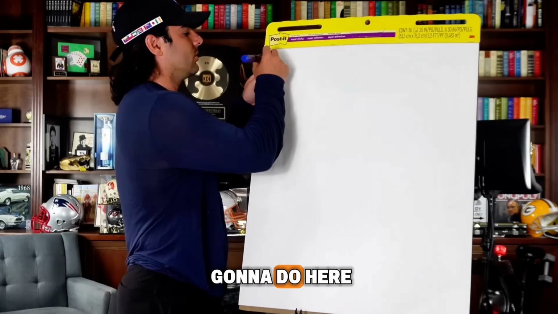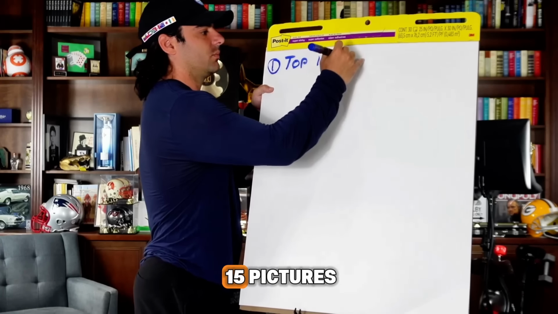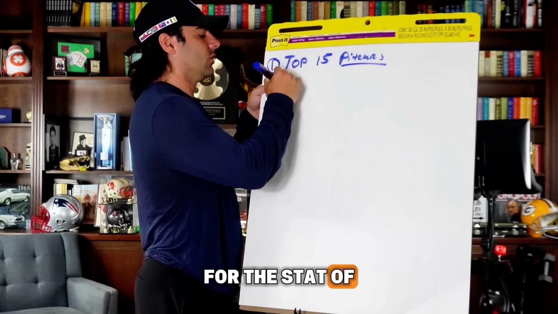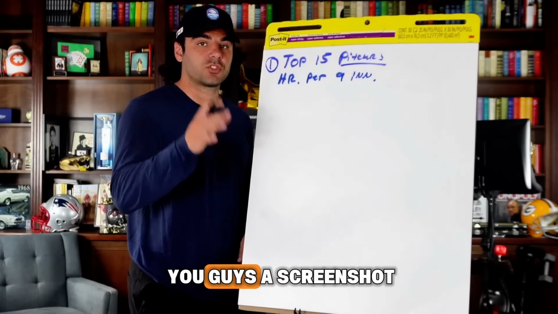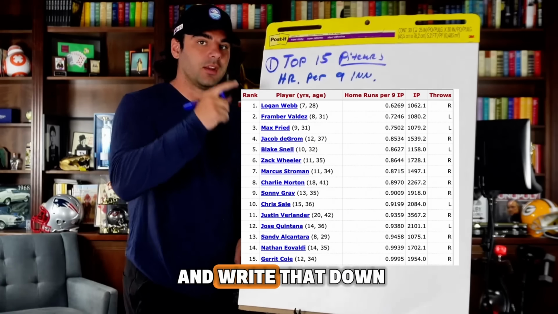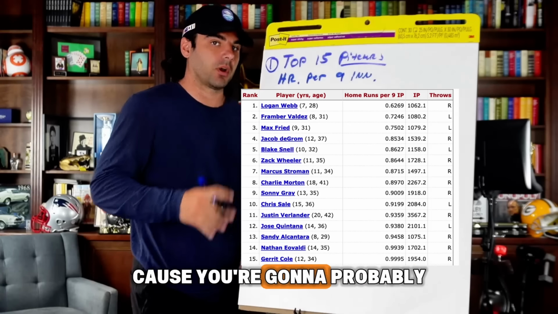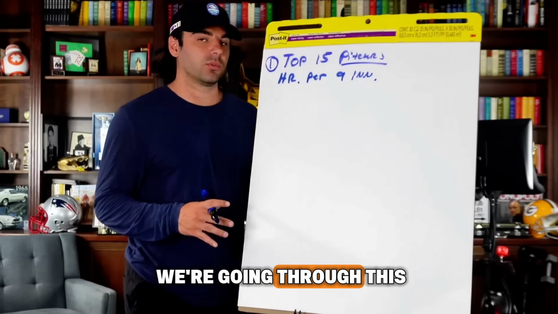So the first thing we're going to do here is pull up the top 15 pitchers for the stat of home runs allowed per 9 innings. Now I'm going to give you guys a screenshot right here, so you might want to pause this and write that down. Write down these pitchers because you're probably going to use them within the whole entire year. So I'm going to use a live example as we're going through this as well.